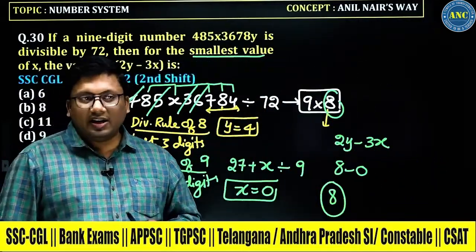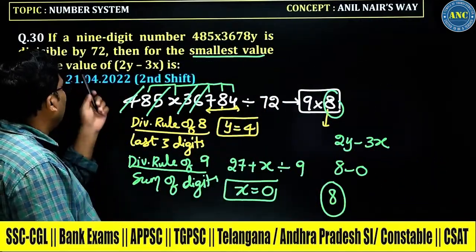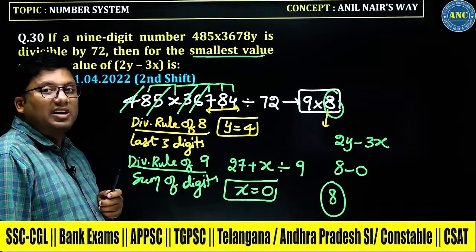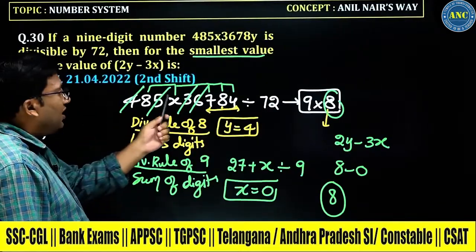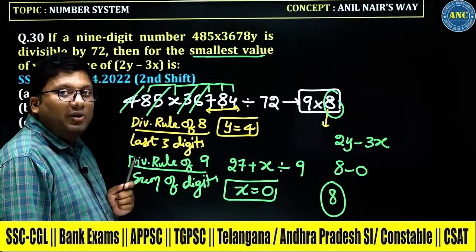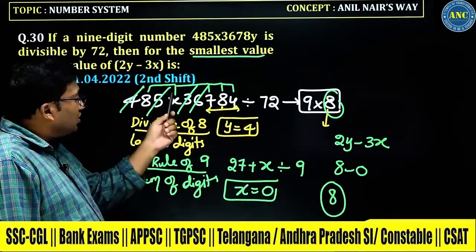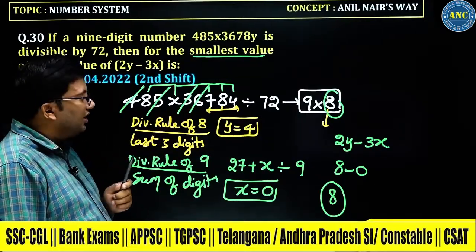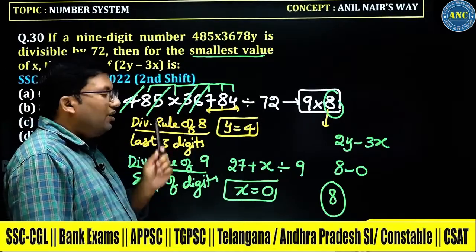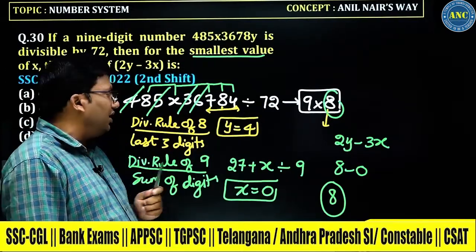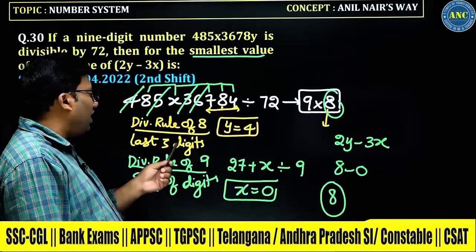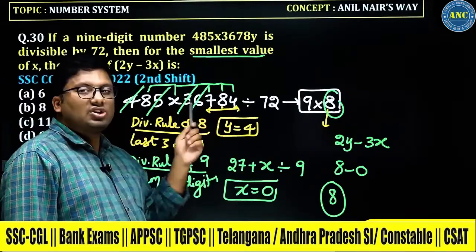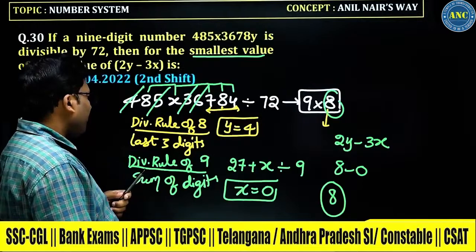I hope the idea is very much clear to you. This number is divisible by 72. 72 means it should be divisible by 9 and 8. For it to be divisible by 8, the last 3 digits should be divisible by 8. Which value of y will make the last 3 digits divisible by 8? The y value is 4.